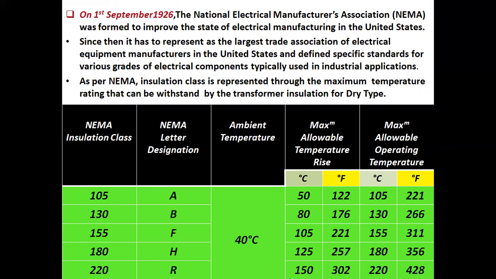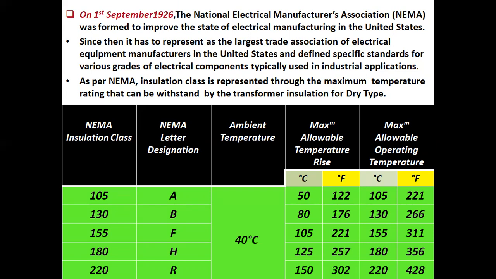As per NEMA, insulation class is represented through the maximum temperature rating that can be withstood by the transformer insulation for dry type. NEMA insulation class, NEMA letter designation, ambient temperature, maximum allowable temperature rise, maximum allowable operating temperature.